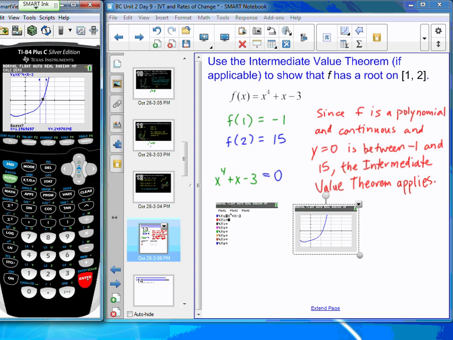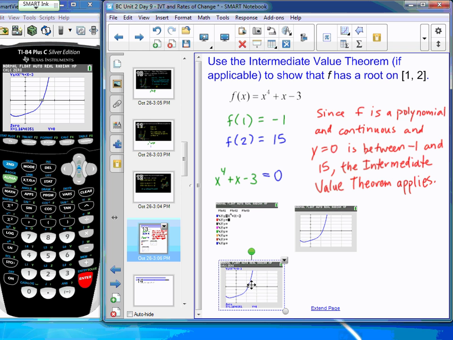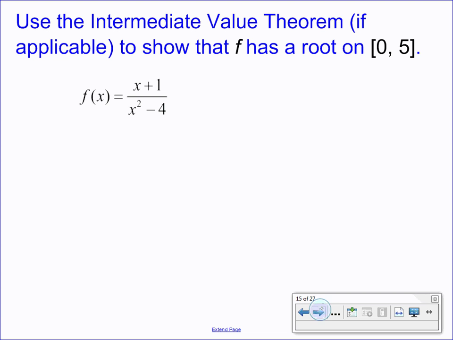Voila! It looks like about 1.164, a reminder of AB curriculum, right? And BC curriculum, we want to keep 3 decimal places. So we'd say that x equals approximately 1.164. That's pretty sweet. Okay. Use the intermediate value theorem if applicable to show that f has a root on 1 to 2. Same thing. Let's jump to this one.